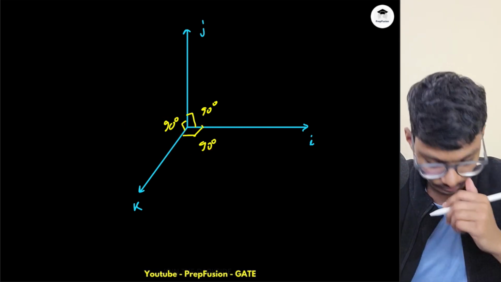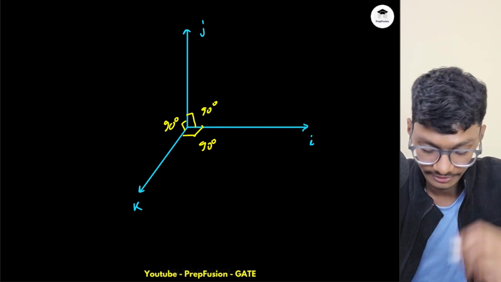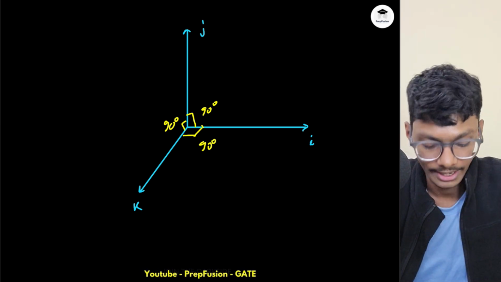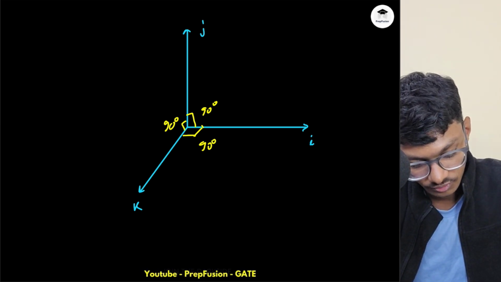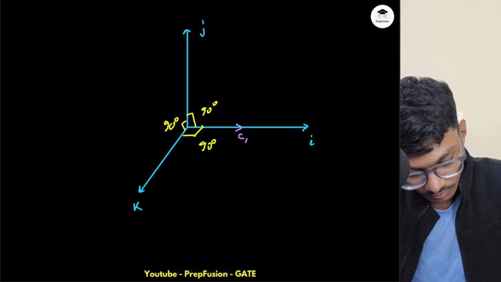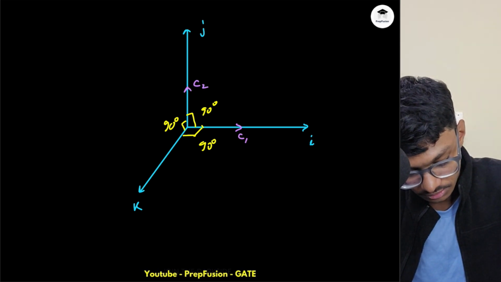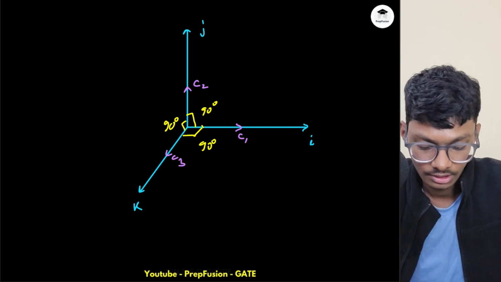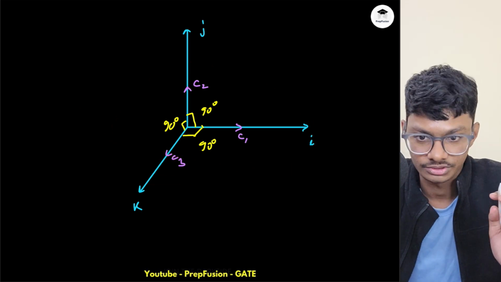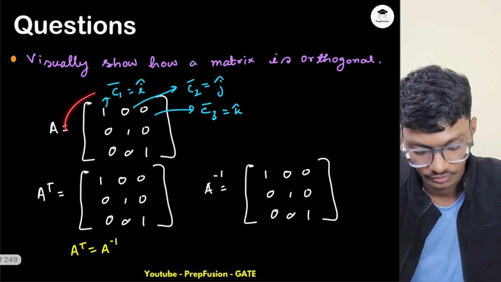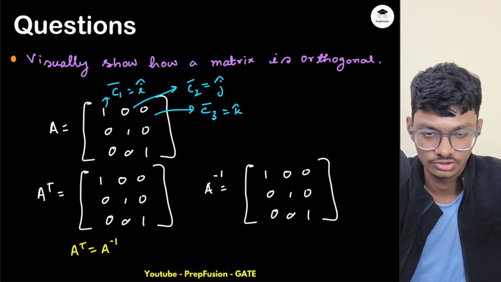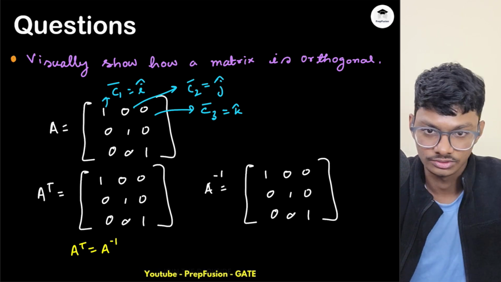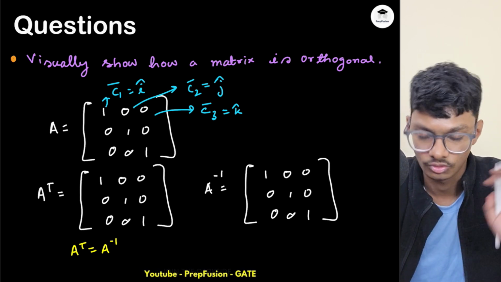So this is the first thing. Can I plot my vectors on these axes? This is my C1 vector, this is my C2 vector, and this is my C3 vector. What do you observe here? They are all mutually perpendicular to each other. And obviously their magnitude is 1, because 1 square plus 0 square plus 0 square is 1, 0 square plus 1 square plus 0 square is 1, and the next column is also 1.